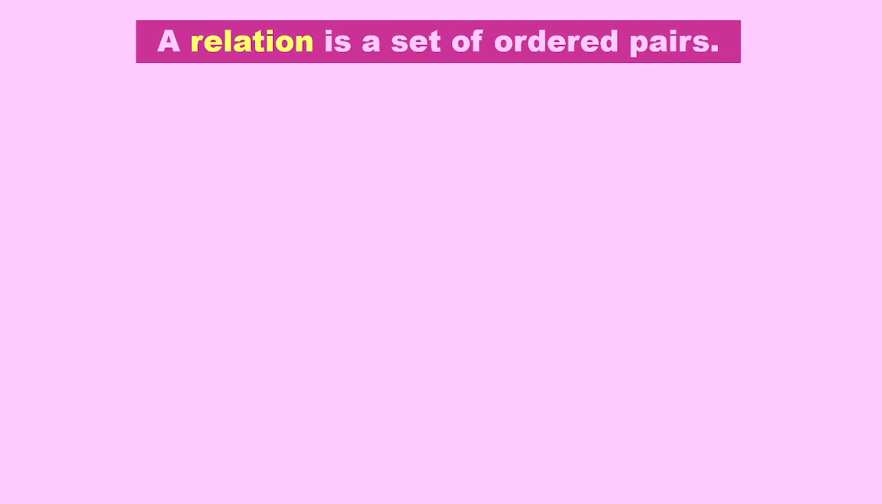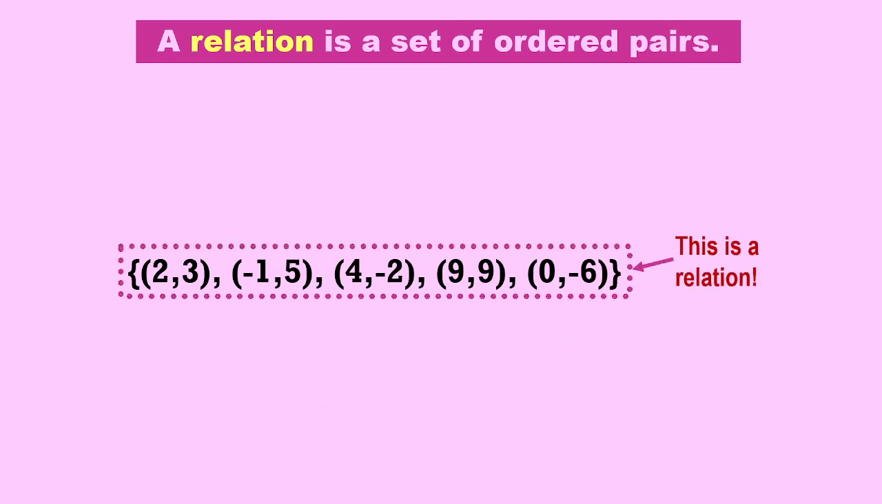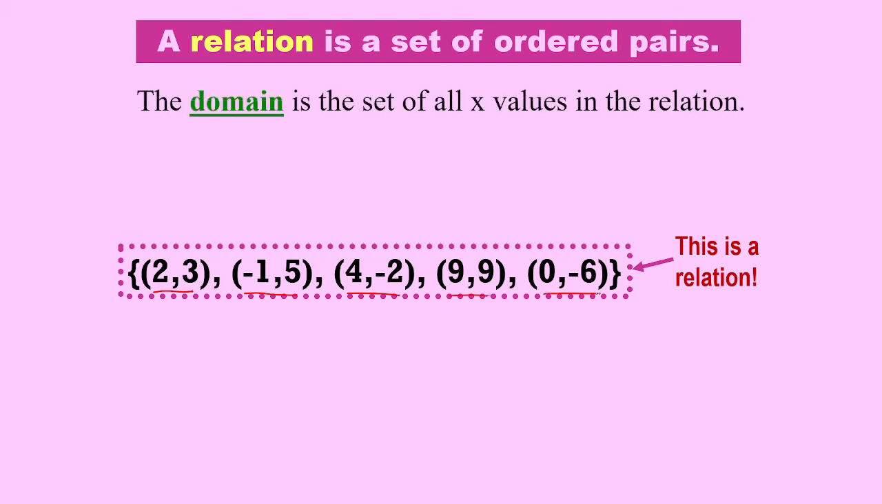Relations and functions. A relation is a set of ordered pairs. Look at this one. This is an example of a relation because these are ordered pairs. This is an ordered pair, an ordered pair, an ordered pair. And let's go to the domain. The domain is the set of all x values in the relation.